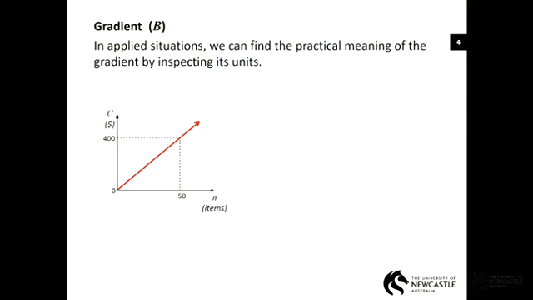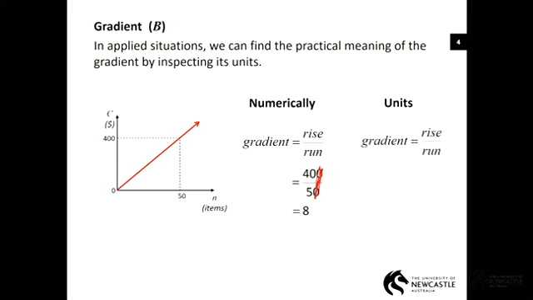Another one. If I just look numerically, I've got 400 over 50. Of course, we can use calculators, but I can lose a zero from top and bottom. How many fives in 40? There's 8. So my gradient is 8, but what does it mean? Well, the units were dollars over item. Literally, it's saying $8 per item.